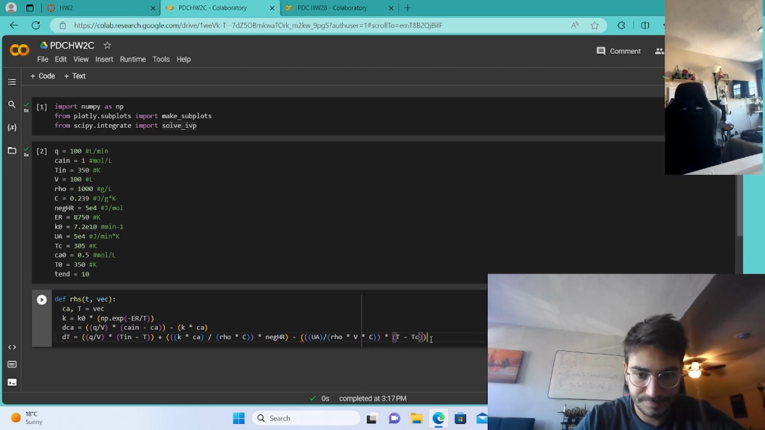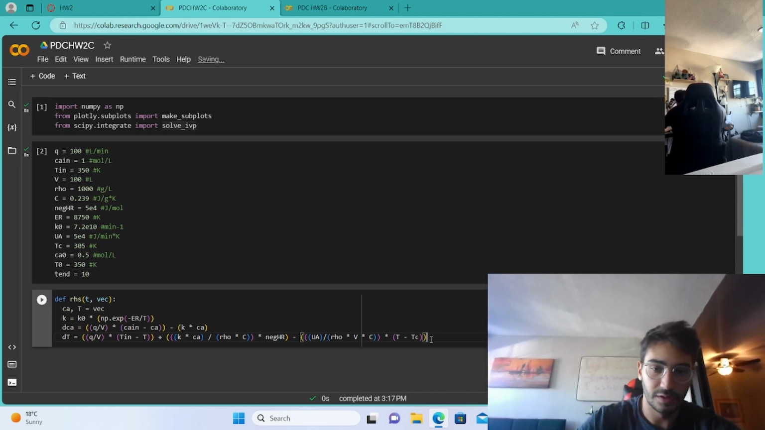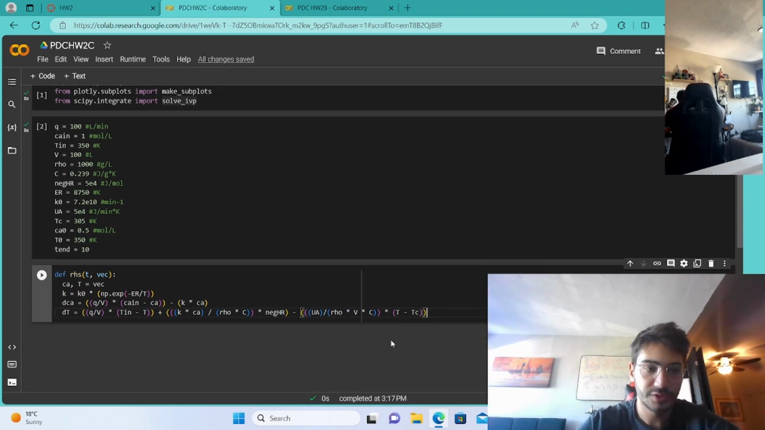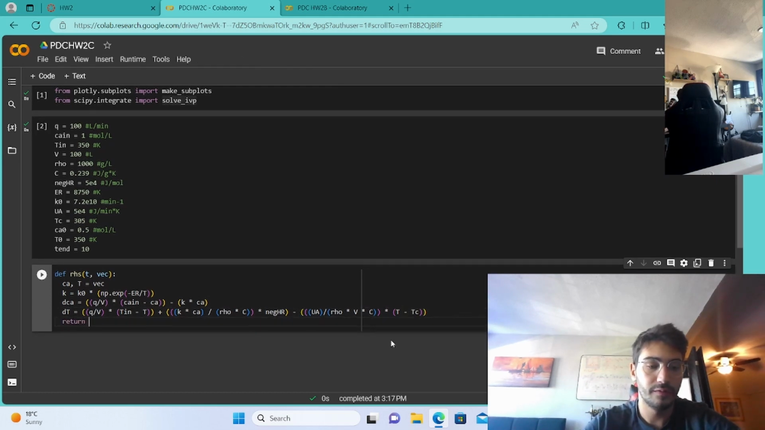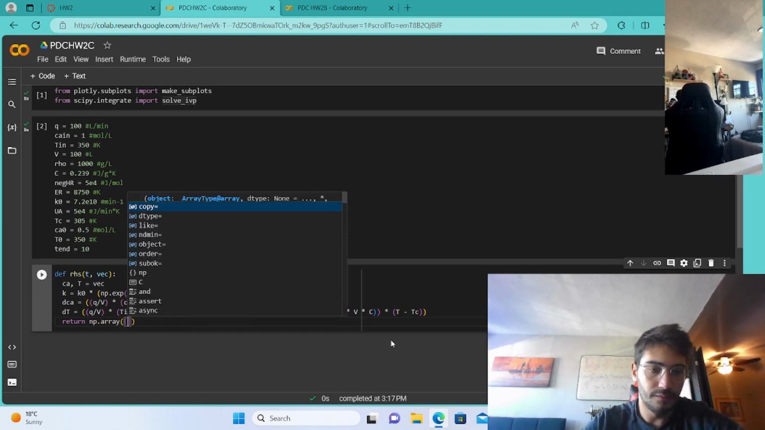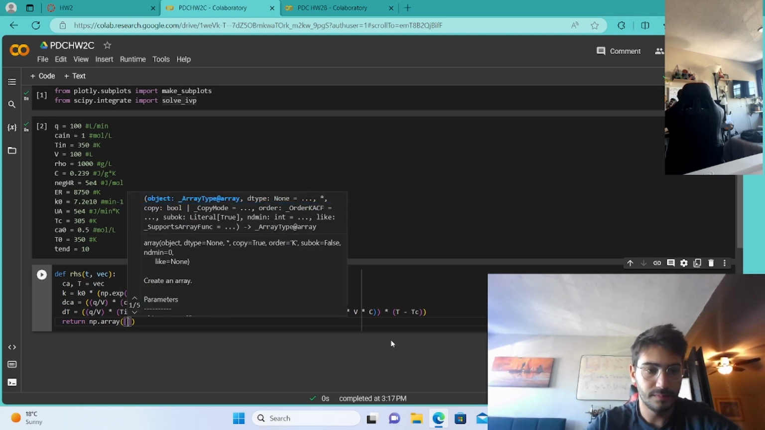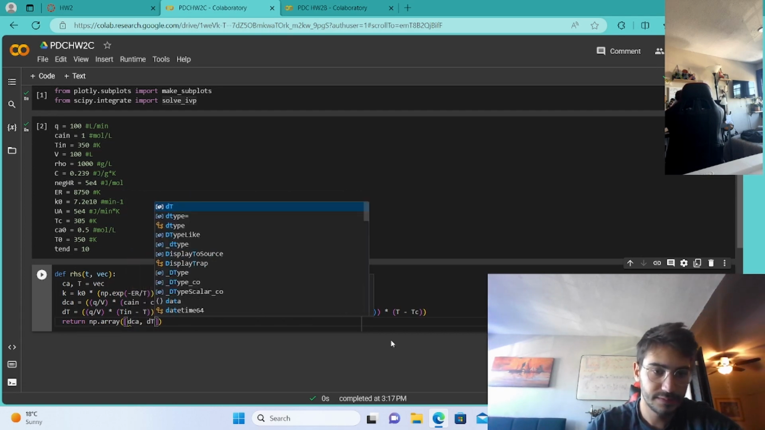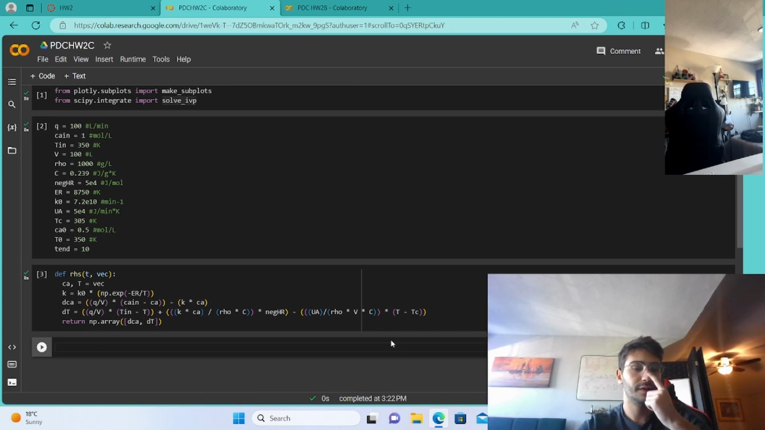Make sure this is all correct. Okay, that should be good. So now we can go ahead and return our value, and what we want to return is an array of the dCAs and dTs, right? Shift enter.